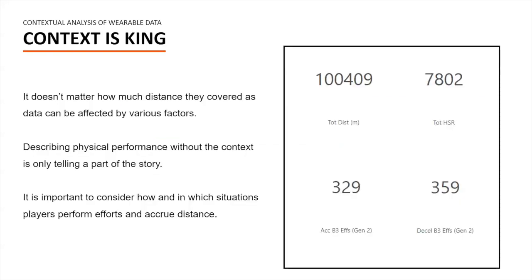So as you know, it doesn't matter how much distance they covered, as data can be affected by various factors such as opponent, tactics, or weather. Yeah. So describing physical performance without the context is only telling a part of the story. So it is really important to consider how and in which situations players perform efforts and cover distance.